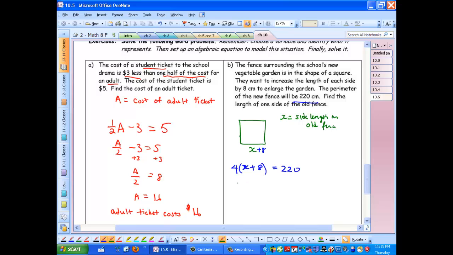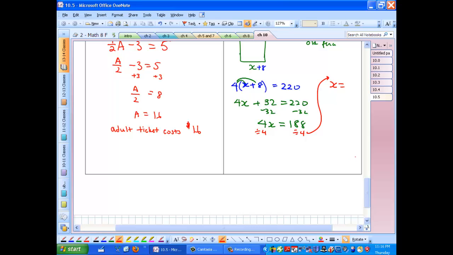So now you have to solve by the distributive property. 4 times x is 4x. 4 times 8 is 32. Subtracting 32 on both sides. Not so nice. Divide both sides by 4. What do we have here? I think we get x equals, I think it's 27. No, 47. What am I talking about? 47? I better do it by long division. 4 goes into 1, none. 4 goes into 18, 4 times. 4 times 4 is 16. About 47. So x equals 47. So the side length used to be 47 centimeters.